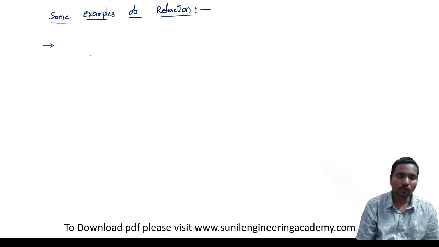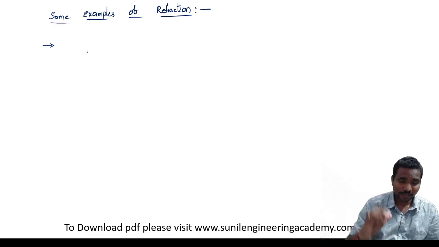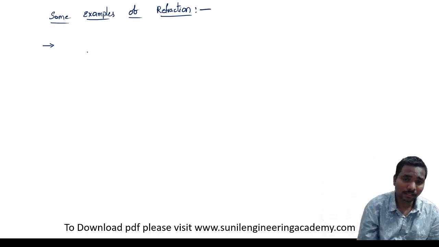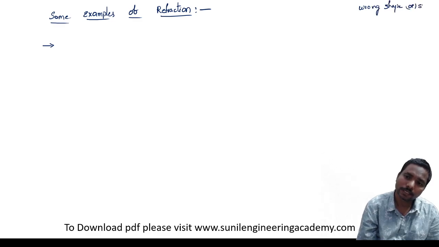So, what is the main example you can say? Whenever your eye is showing the wrong shape, wrong size. So, wrong shape or size, that is due to refraction. This is the key point.